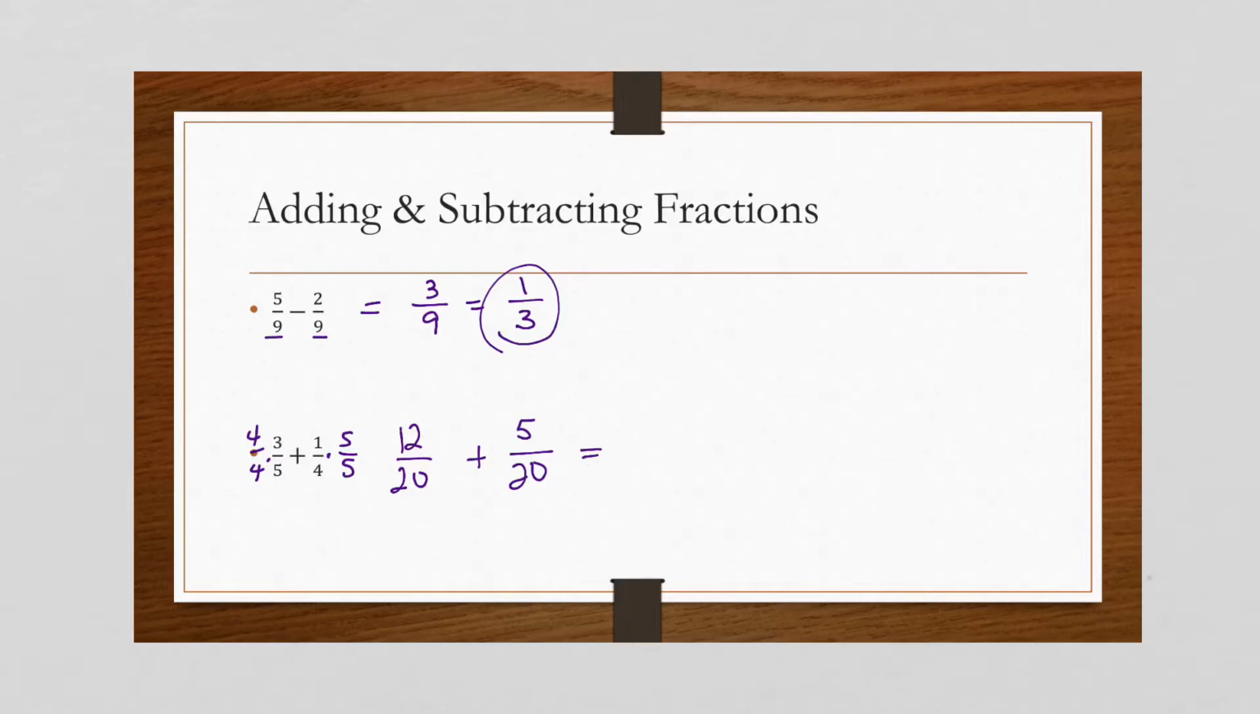Now I can add straight across. 12 plus 5 is 17. You do not add or subtract your denominators, just your numerators. And that thing cannot be simplified further.